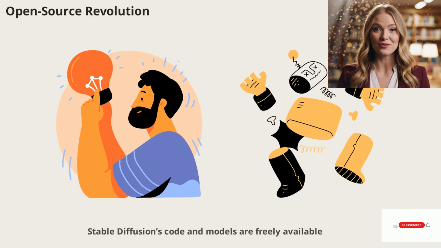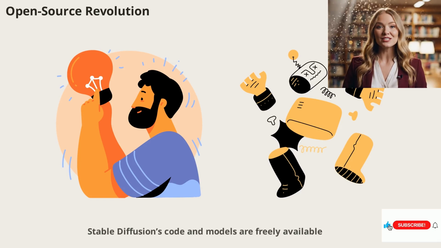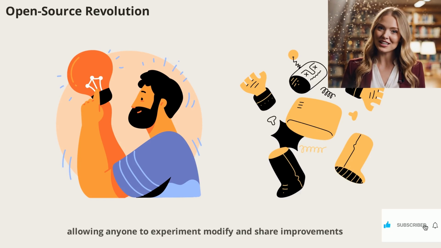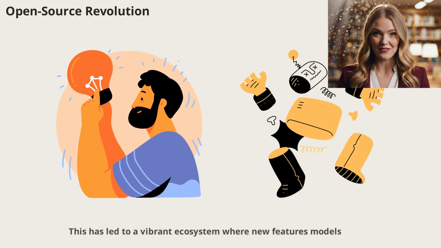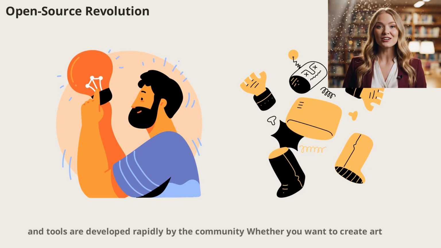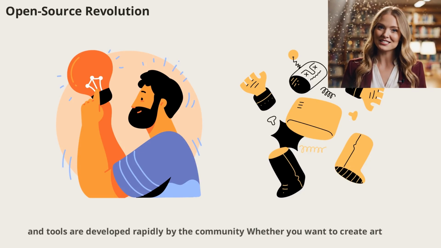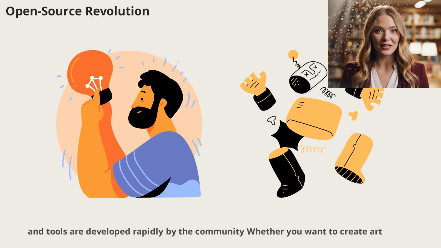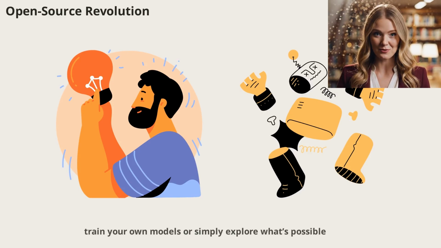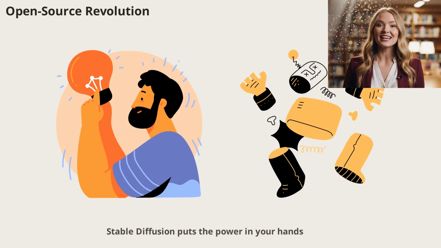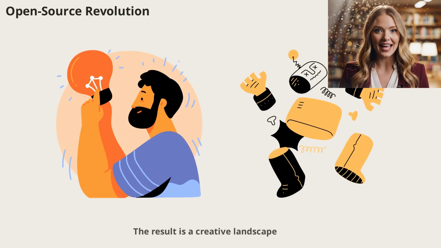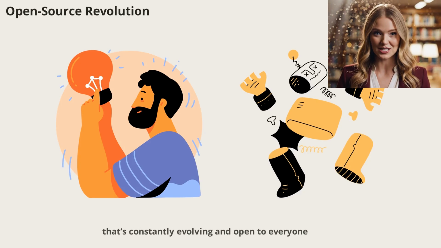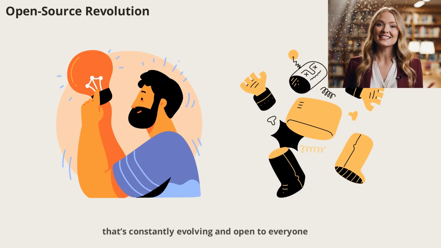Stable Diffusion's code and models are freely available, allowing anyone to experiment, modify, and share improvements. This has led to a vibrant ecosystem where new features, models, and tools are developed rapidly by the community. Whether you want to create art, train your own models, or simply explore what's possible, Stable Diffusion puts the power in your hands. The result is a creative landscape that's constantly evolving and open to everyone.